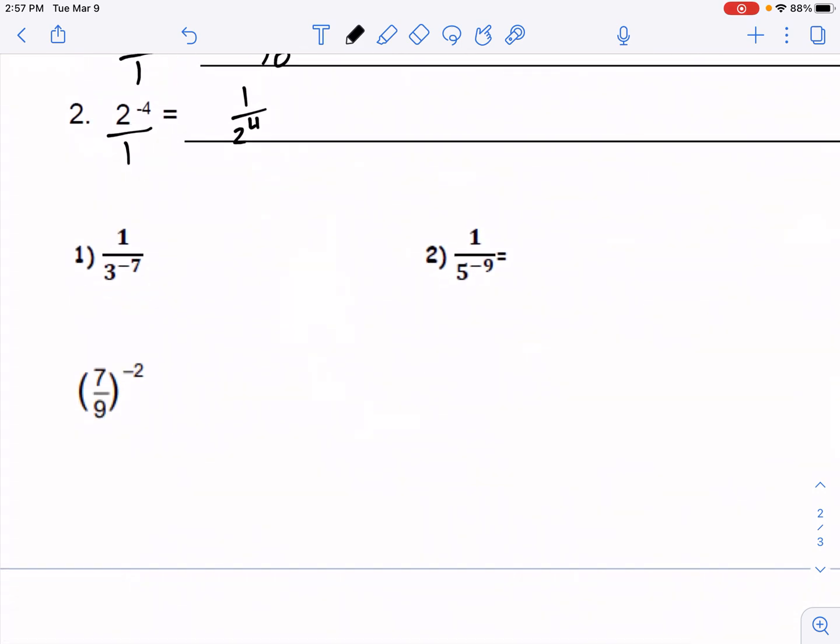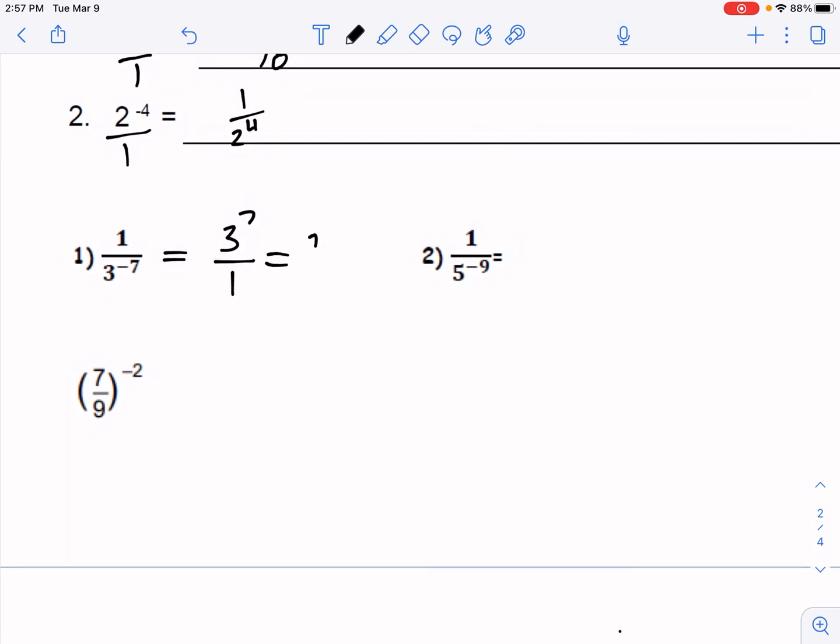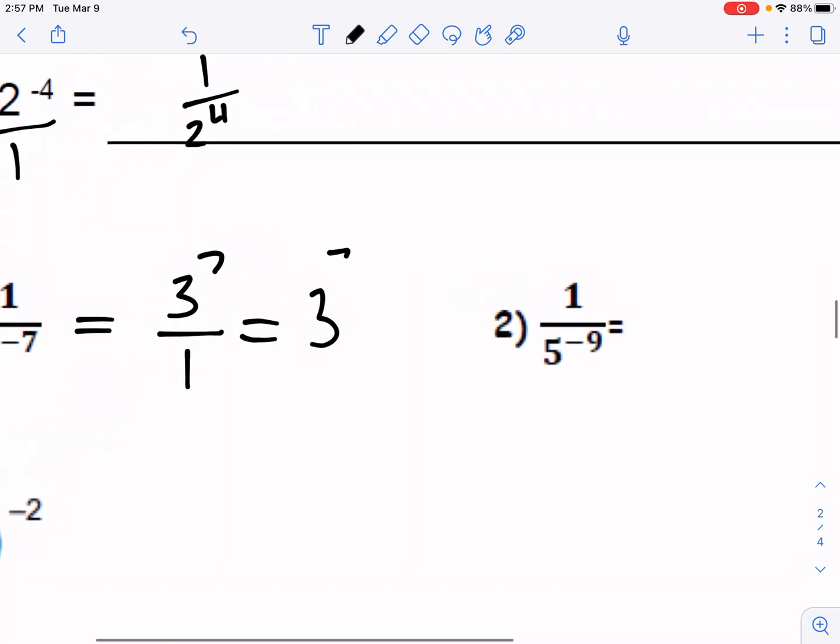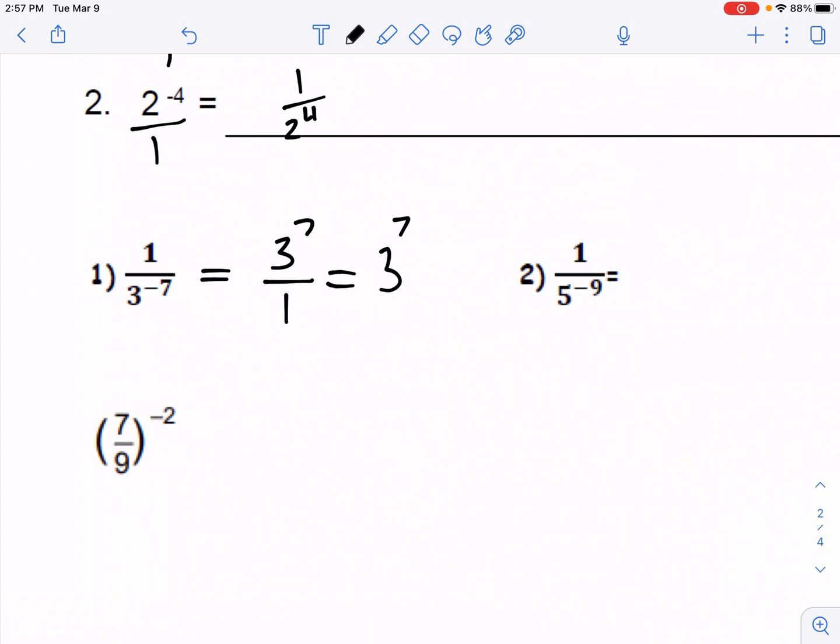Now, if it starts at the bottom, it's still the same principle. You're still going to flip it, but it's going to move from the bottom to the top, or from the denominator to the numerator. So if we flip this, we'd have 3 to the 7th power over 1. And of course, you don't really have to write it over 1, so it would be 3 to the 7th power. Okay, so we'd have 3 to the 7th power, and now our exponent is positive. So again here, flipping it to the top, we'd have 5 to the 9th power over 1, or we could just simply say 5 to the 9th power.